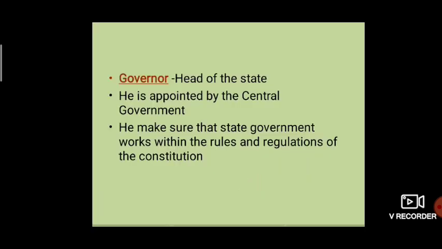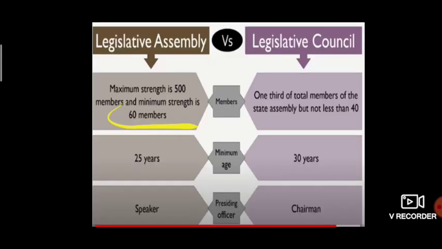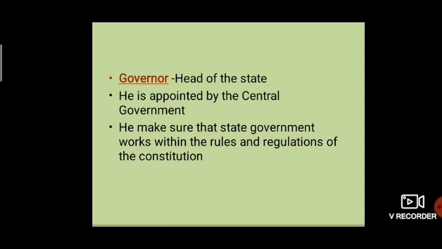These are some keywords, key terms which you should know. The important one, first, is governor. Who is governor? Governor is the head of the state. He is appointed by the central government. Then third, he makes sure that the state government works within the rules and regulations of the constitution. Actually, the governor is the representative of the president of our country. So his duty is to make sure that the government works within the rules and regulations of the constitution.